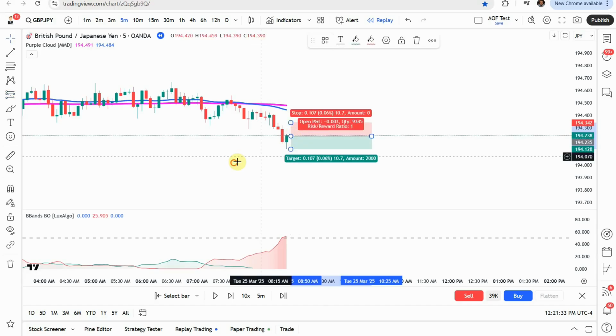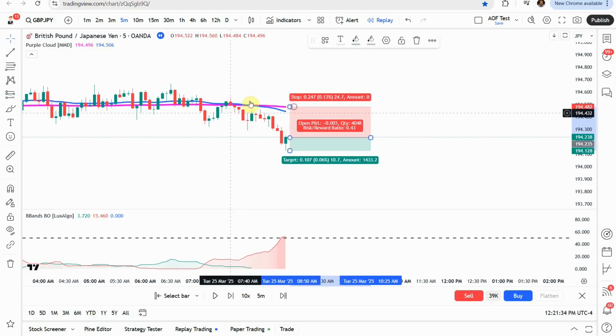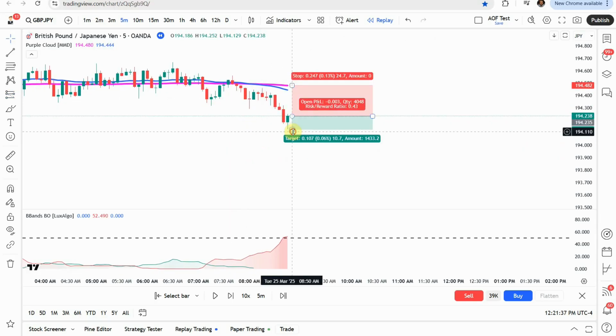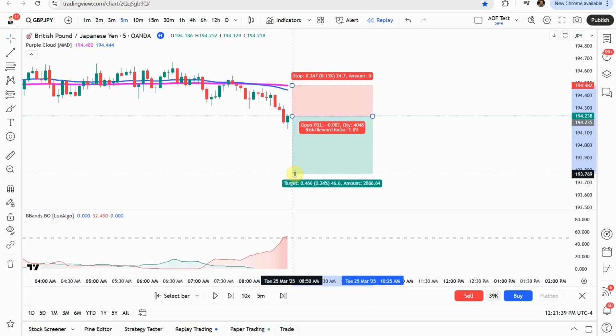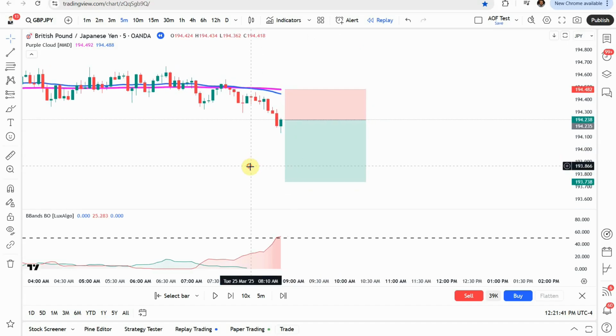And so we'll put our trade here. We're going to put our stop just right above this pivot area here, and we're going to target a 1 to 2 risk reward, just like so. Let's go ahead and play this forward and see how it plays out.